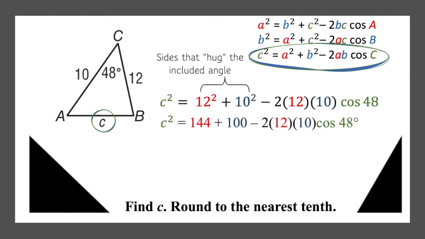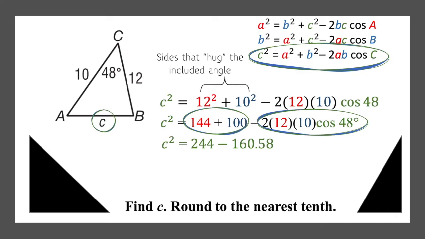Now we'll start simplifying this equation. So 12 squared is 144. 10 squared is 100. We can add those together, and then we can multiply this back half. So we get 244 minus 160.58. So c squared equals 83.4. Then take the square root of both sides, and we get that c is approximately 9.13.